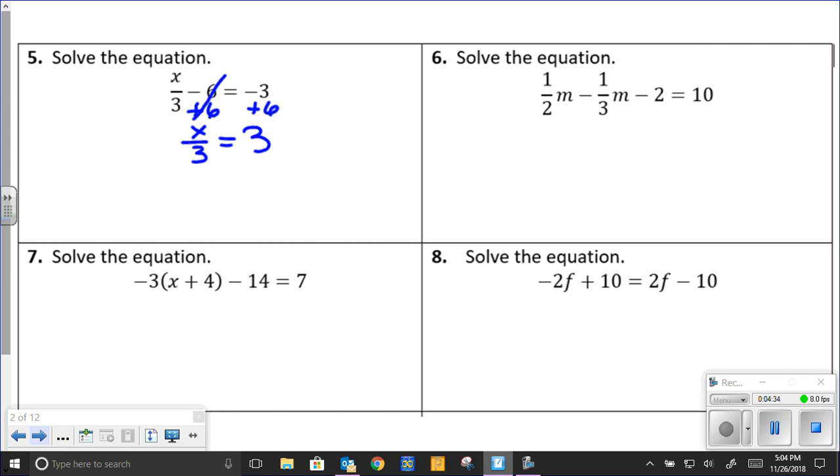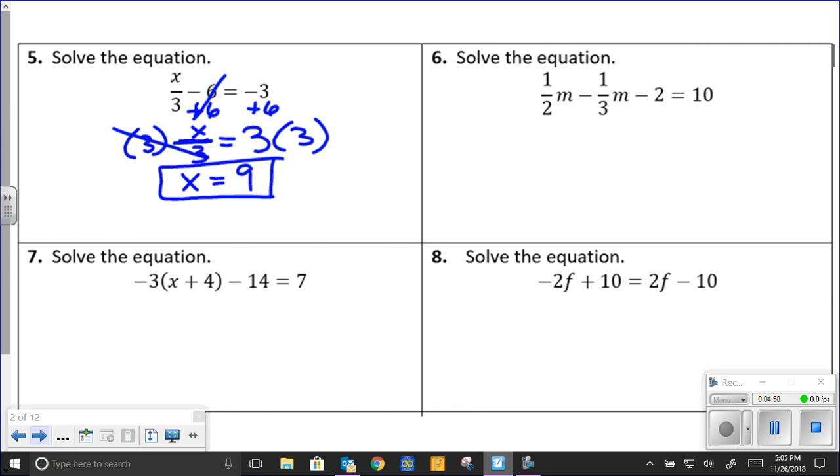And now what I'm going to do is get rid of the 3 under the x, because it's x divided by 3. Remember, this here means divided by. So to undo it, I multiply by 3. I can multiply both sides by 3, and then this cancels out, and I have x all by itself. And 3 times 3 is 9. This time I do have my equal sign, I do have x equaling something.